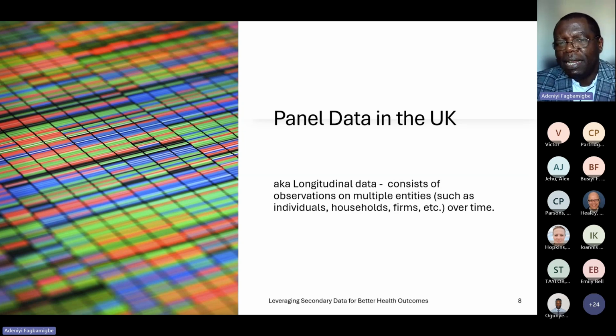And panel data in most cases is based on aggregates. For example, we can talk about postcodes, wards, local councils, nations in the UK, and we have their data over the years. That is panel data. But in most cases, longitudinal data are typically about individuals, at sub-levels.